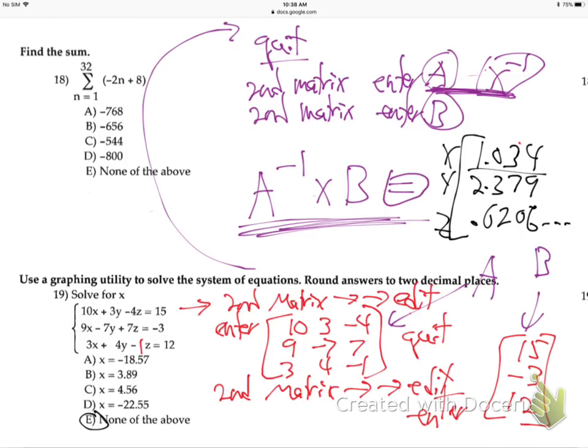1.03. Questions on that? Is that making sense? So 19, the answer X should be 1.03, not C. All right. Is that good? Any questions? So feel free to grab me if you have trouble doing these things on your calculator.